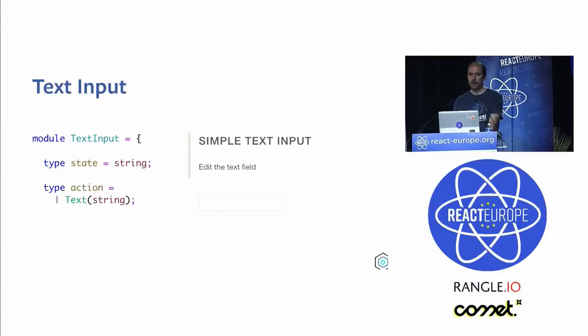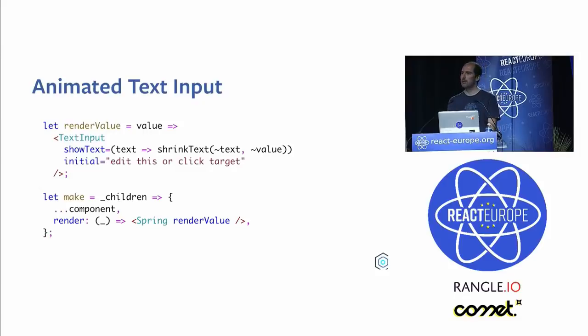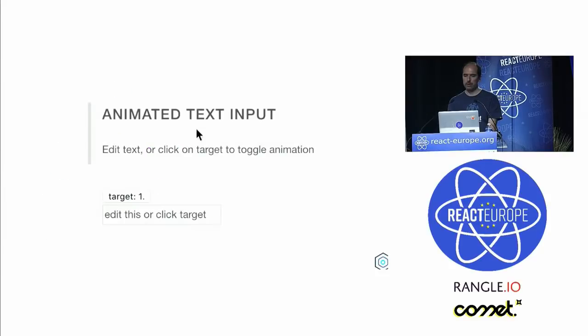So the way we will animate this is by changing just one thing. Again, we will use a Spring, and the only thing that we will change is the render function. While before the render function was showing the number directly, now we're going to show the text input instead, and we will use that number to shrink the text. And that's pretty much all there is to it. So we can click, we can edit the text box, the state is preserved, and then we can animate it again.